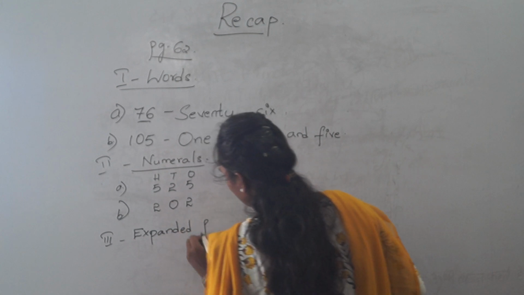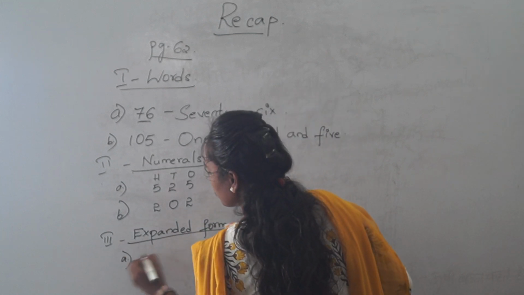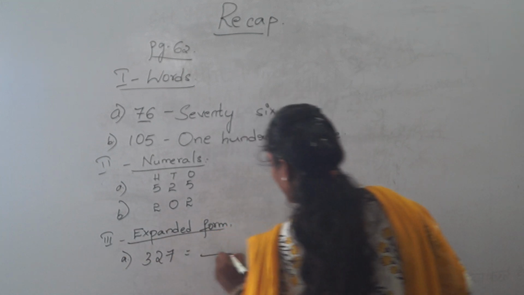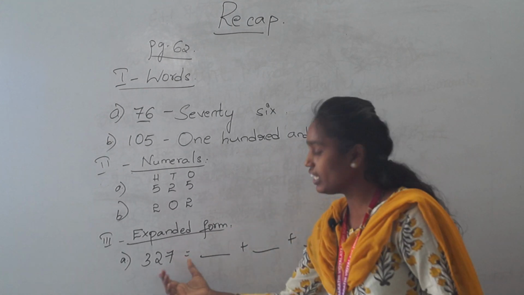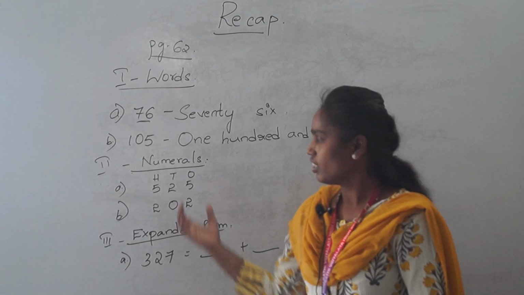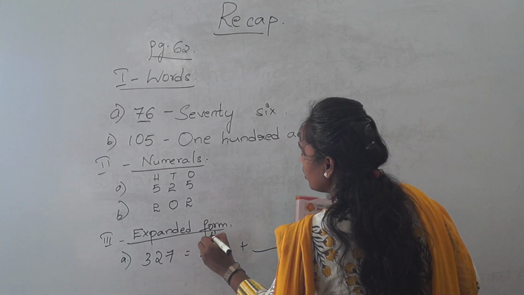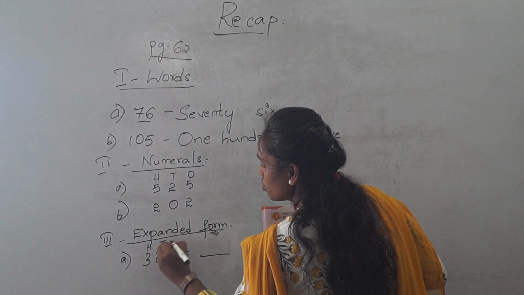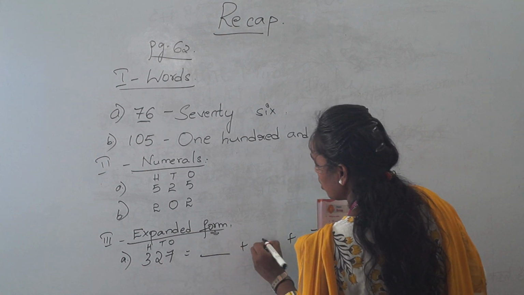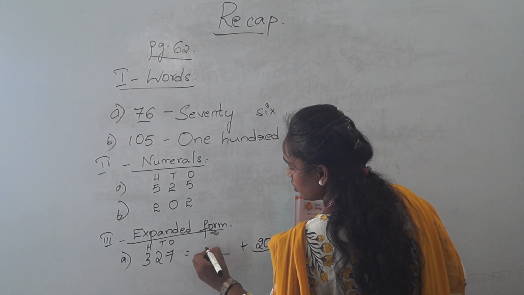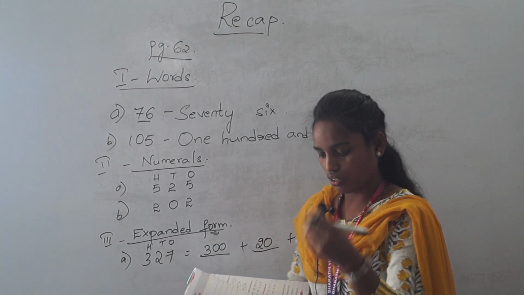And next, third one, expanded form. Have you remembered the expanded form, children? Once we recap what is expanded form. Here we will be having a number and we should write this number in expanded form. That is similar to the ones, tens, hundreds place. For this also we can assume hundreds, tens, ones. So what is in ones place? 7. What is in tens place? 20. What is in hundreds place? 300. Like this we can expand the given number.